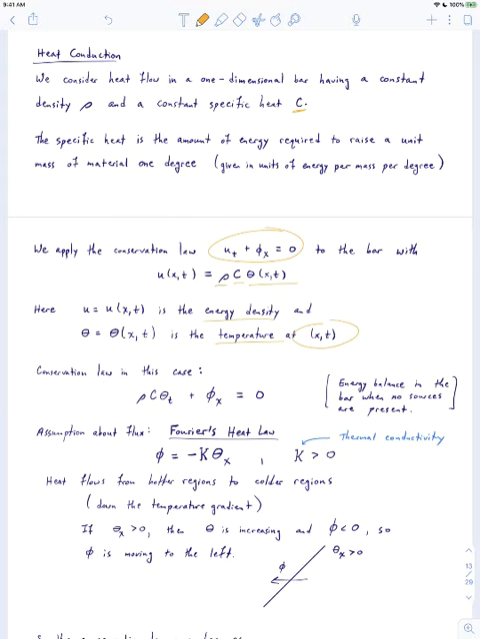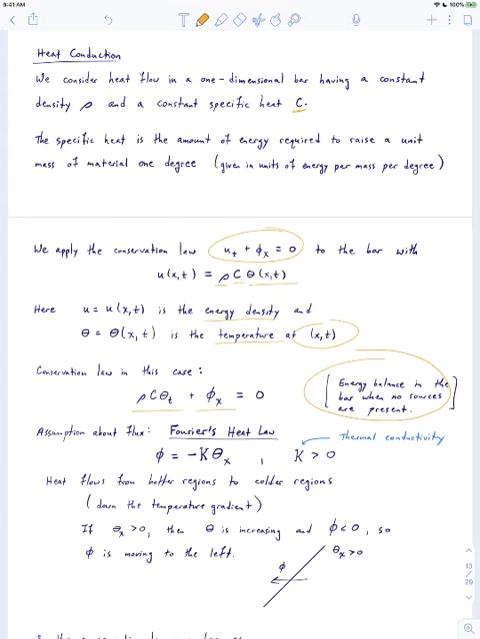The conservation law in this case becomes ρ times c times the partial derivative of theta with respect to t, plus the derivative of flux with respect to x equals 0. This is our conservation law in this case. This is telling us that we have energy balance in the bar when no sources are present.